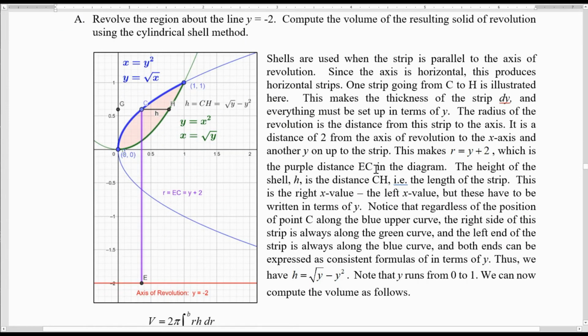All right, part A, we're going to revolve the region around the line y equals -2. Now that's this red horizontal line down here. That's our axis of revolution. We're going to compute the volume of the solid by revolving it, and it's going to use the cylindrical shell method. Well, if we're going to use cylindrical shells, we need to use strips that are parallel to the axis of revolution. That means a horizontal strip. The thickness of that strip is going to be dy, which means everything's got to be in terms of y.